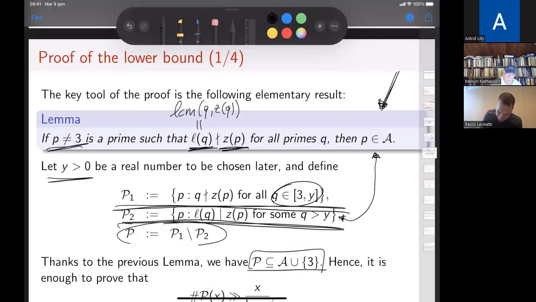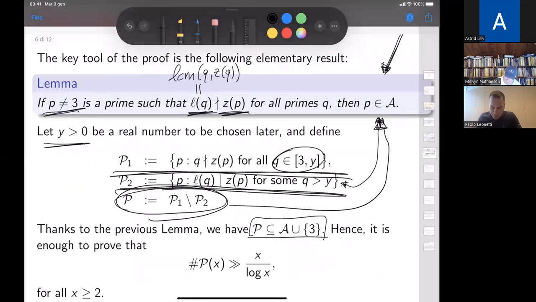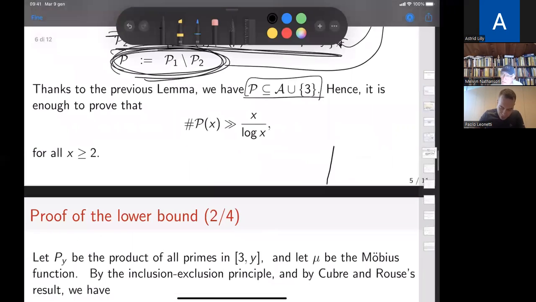So every member which is inside P1 but not inside P2 satisfies the hypothesis of this lemma, so by force belongs to calligraphy K. So we have to estimate the largeness of P1 and the largeness of P2, and to conclude that the cardinality of P, which is a subset of K, is at least x divided by log x. Now, since P by definition is P1 minus P2, we need a lower bound on P1 and an upper bound on P2. Okay, what about P1?